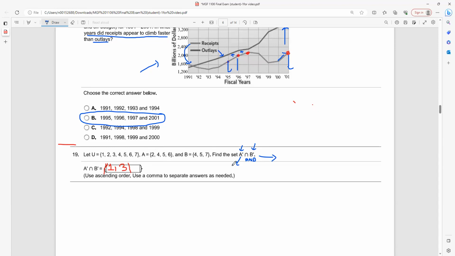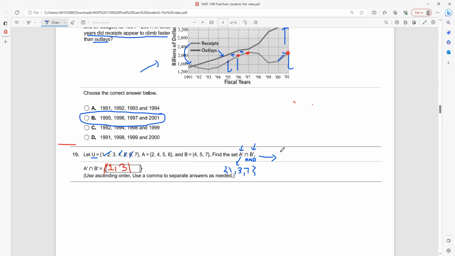So complement of set A would be those elements that are not in set A. They're in the union, but they're not included in set A. So we would eliminate all of the elements that are in A, which would be 2, 4, 5, and 6. All of the other elements that are left over are 1, 3, and 7.